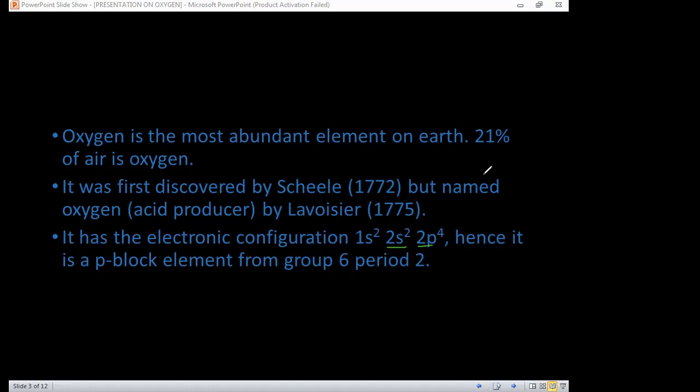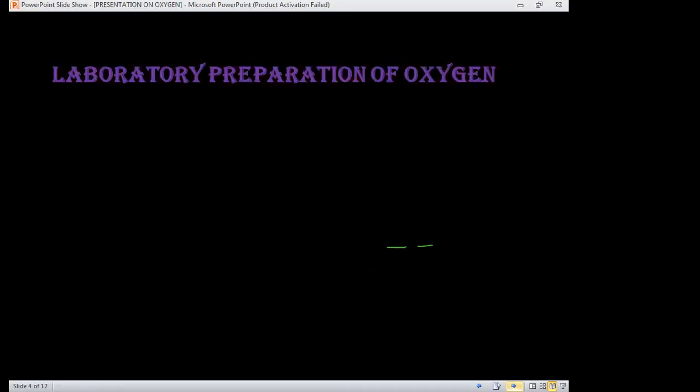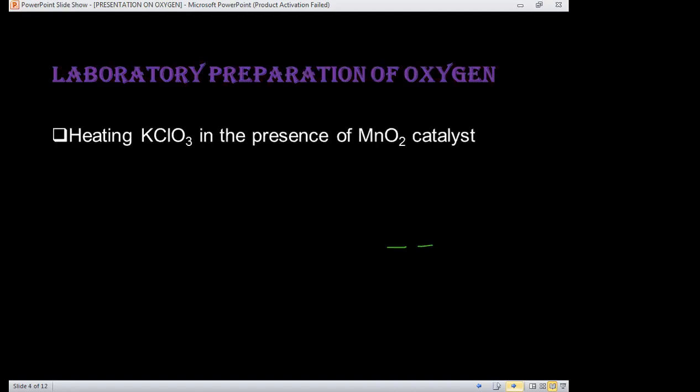Let's go for another important thing we need to discuss about oxygen. How do we prepare oxygen in the laboratory? We have different compounds that we use. The first one is potassium chlorate(V). You can see the formula here, KClO3. And we heat it in the presence of manganese(IV) oxide catalyst.